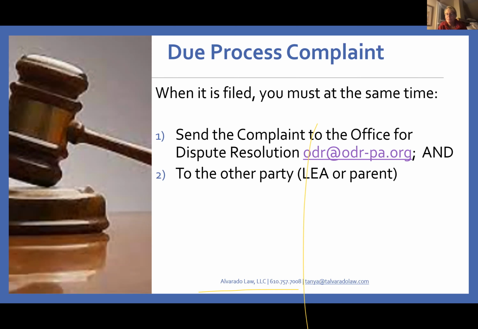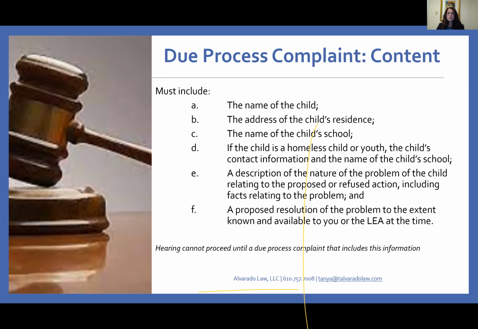So when you file a due process complaint, it's very similar to a state complaint. You have to give it to the school district at the same time you're filing it. You have to identify the child, the address, date of birth, the nature of the problem, facts relating to it, and a proposed resolution. The due process complaint cannot begin, the hearings cannot begin, until you've identified all of these things on the slide.